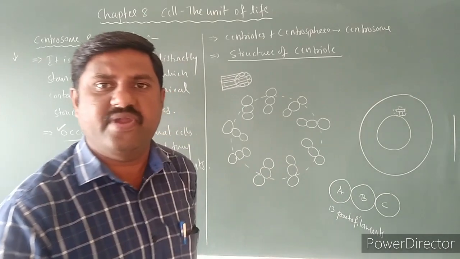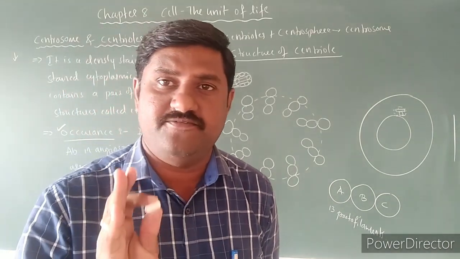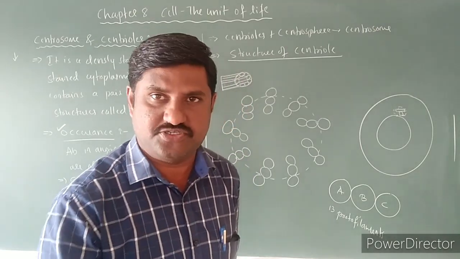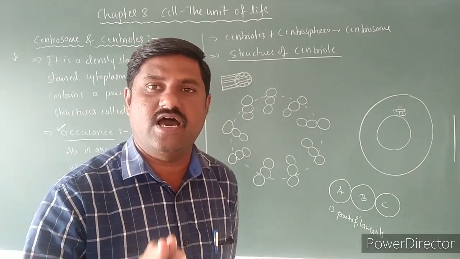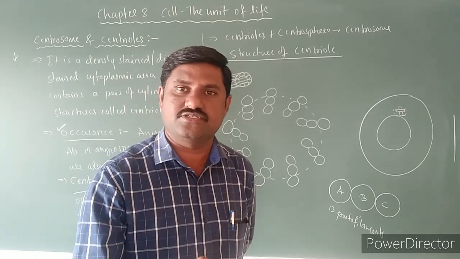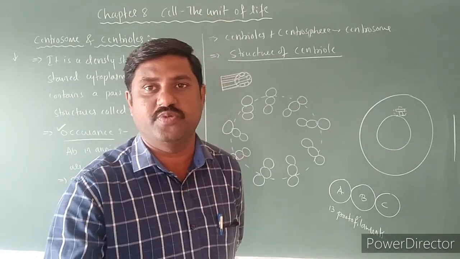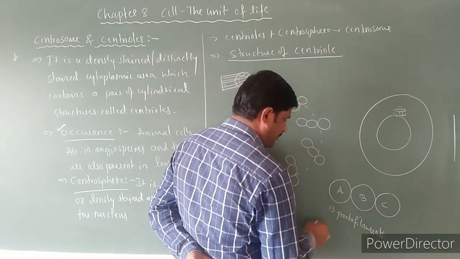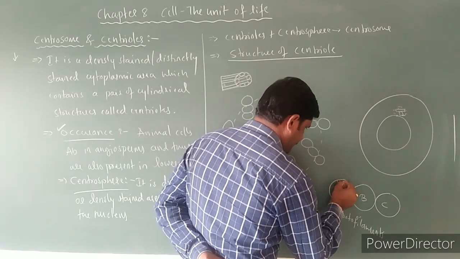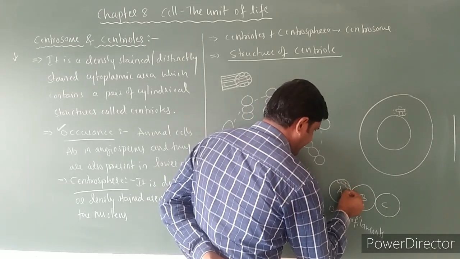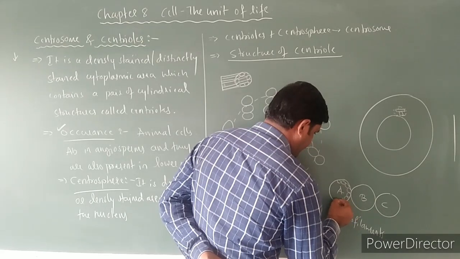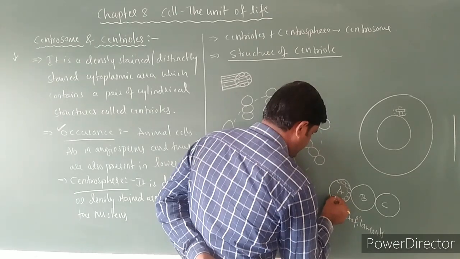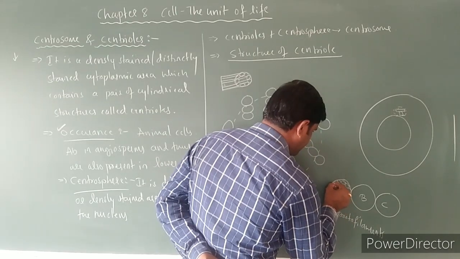What is this A made up of? 13 protofilaments. They are also cylindrical proteinaceous structures. Microtubules are the tubular cylindrical structures which are made up of a protein called tubulin. See here, it is made up of 13 protofilaments, and they are helically arranged over here: 1, 2, 3, 4, 5, 6, 7, 8, 9, 10, 11, 12, 13.